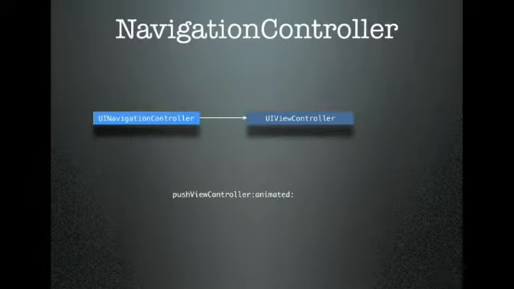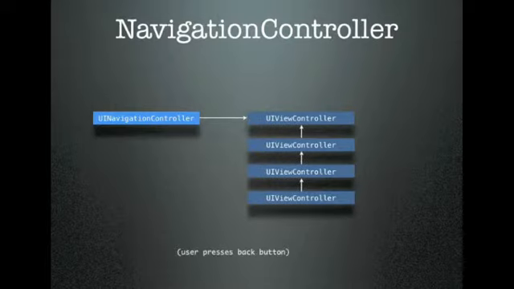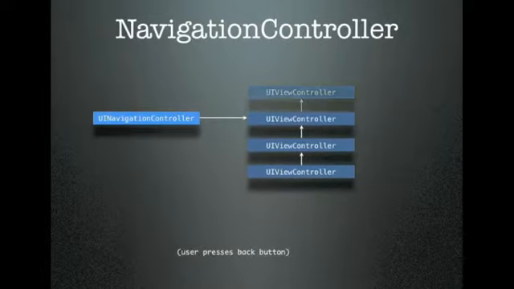The UI navigation controller has a view controller property, so it always points to a view controller, and sometime down the line you will call push view controller animated on the navigation controller in order to add a new view controller onto what's called the navigation controller stack. So you're pushing a view controller onto the stack. Now the navigation controller is pointing to the new view controller, and it behaves just like any other stack. So say we have a stack of view controllers, and the user pushes the back button, it will pop a view controller off of the stack and deallocate it, and will be sitting at the one previous.